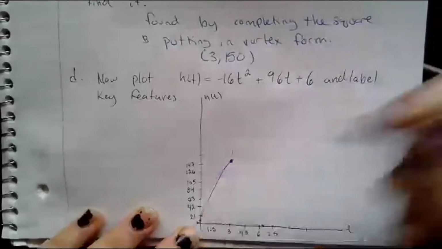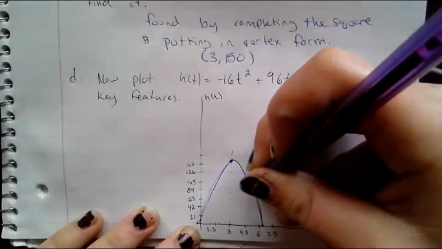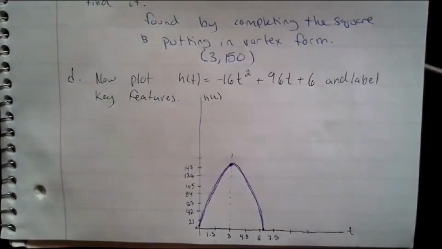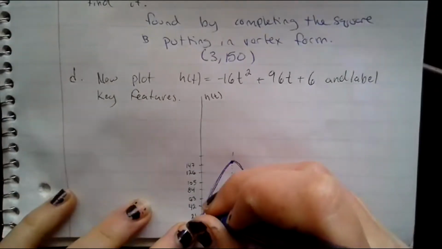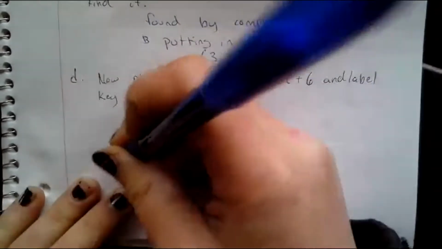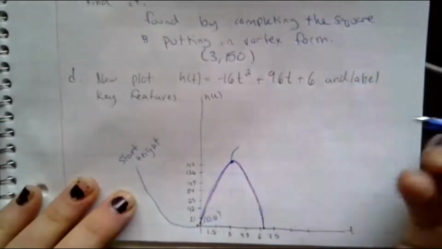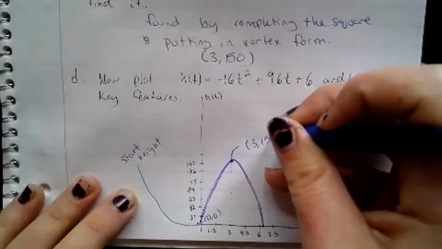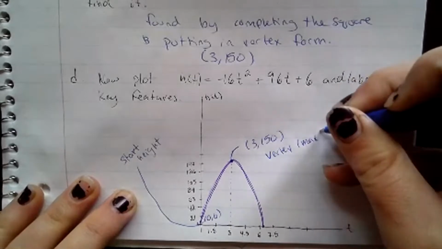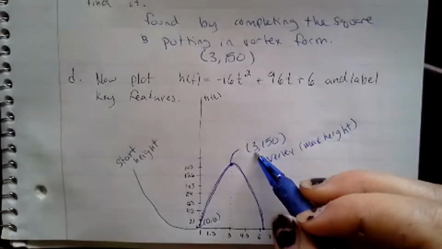Ball went up, hit 150 feet. And then that was the max, started to go down. Not the best parabola in the world, but you get the picture. All right, and we'll label this here. So labeling key points. 0, 6. And I'll go ahead and put over here starting height. Right. 3, 150. Vertex or max height. So max height was 150 at time 3 seconds.